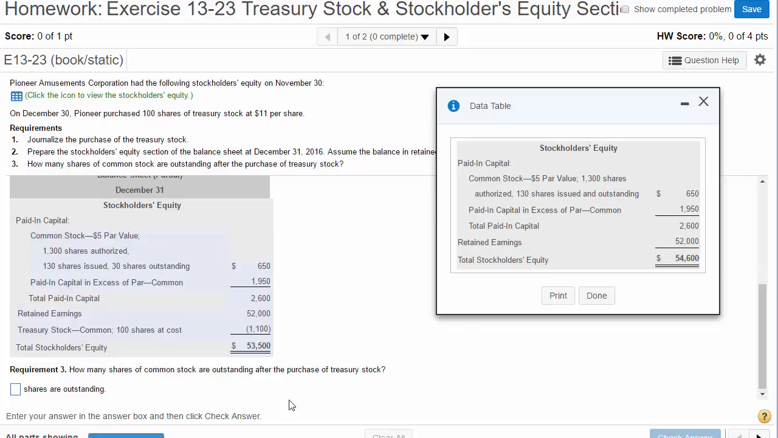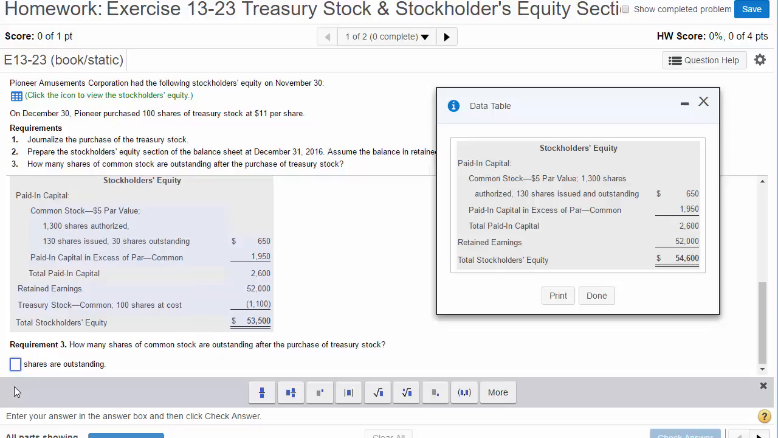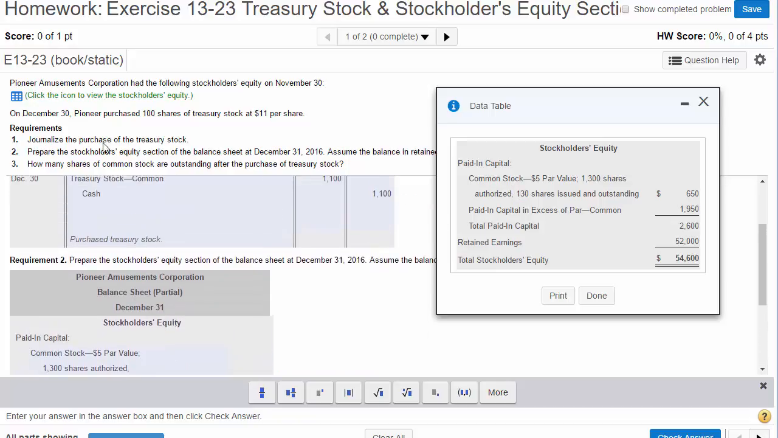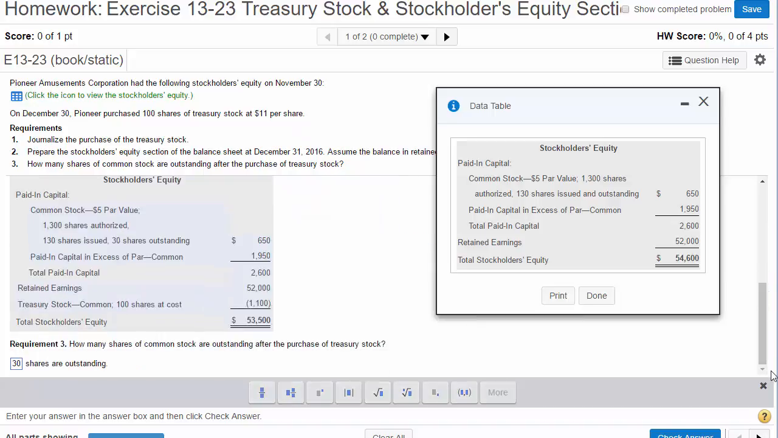And now they're going to ask us how many shares are outstanding. Well, we already figured that out. There's 30 shares outstanding. The way we calculated that is before this Treasury stock purchase, we had 130 outstanding. We bought back 100. So remember, the formula for outstanding is issued minus Treasury stock. So issued was 130 minus Treasury stock, 100. That gives us 30 shares outstanding.